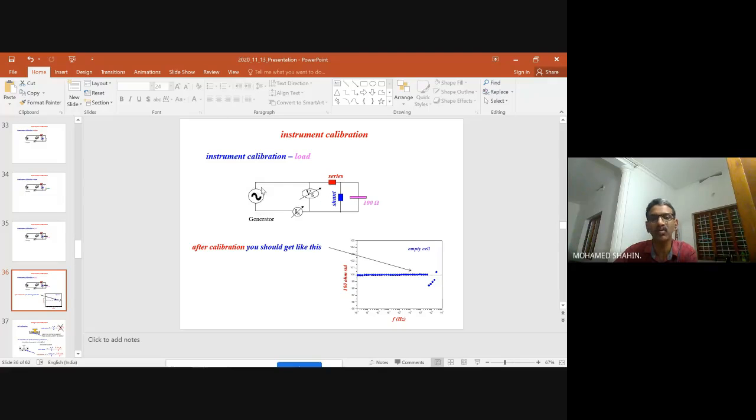Before that, the instrument had been calibrated, and to ensure that where you are connecting the wire, up to that point all the experiment, the device had been calibrated. Then where you are connecting your device under test, that cable up to that point you have to calibrate it so that you will detect all those effects.